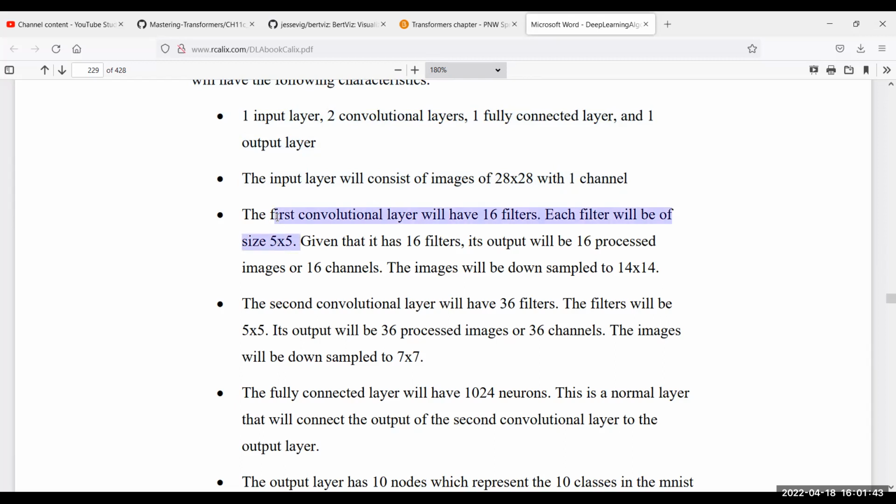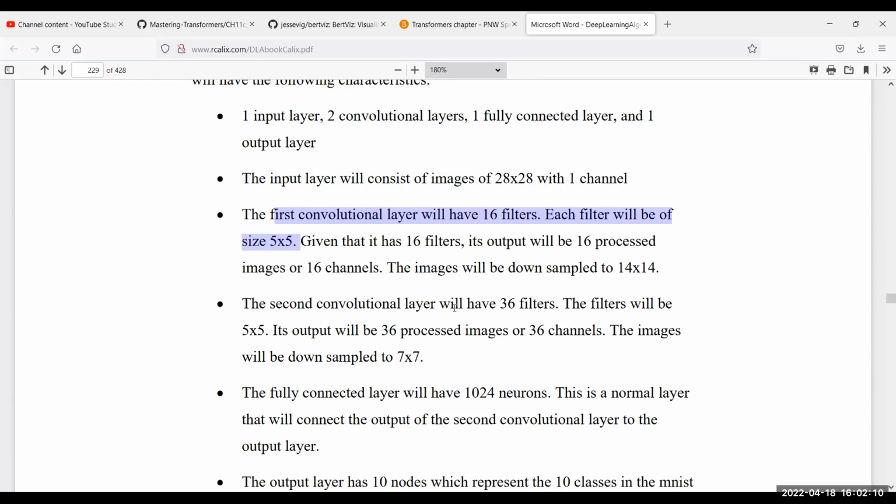This is just something you define as the architect. Given that it has 16 filters, its output will be 16 processed images or 16 channels. And all images will be downsampled from 28 by 28 to 14 by 14. These will be aggregated and will become the input to the next layer. Usually averaging them is the simplest thing.